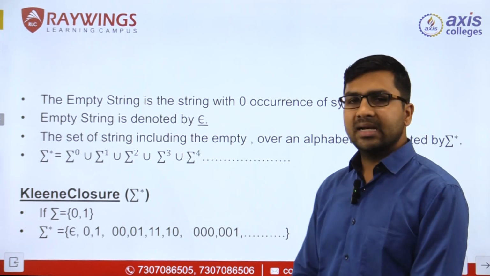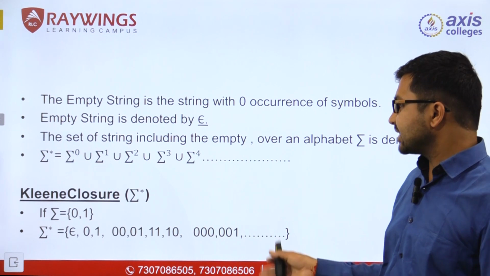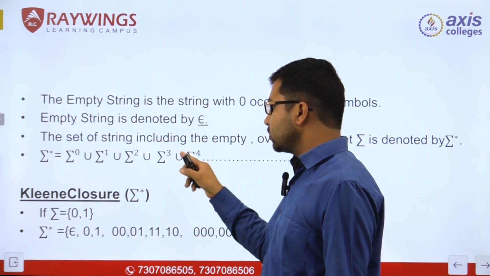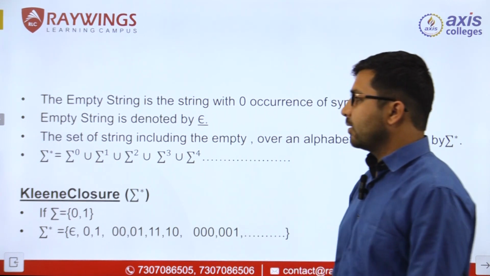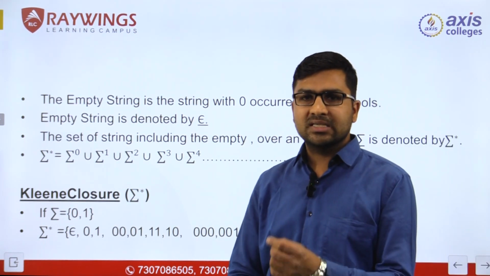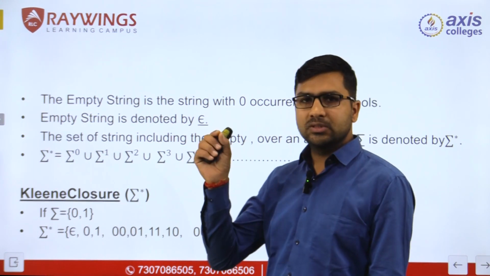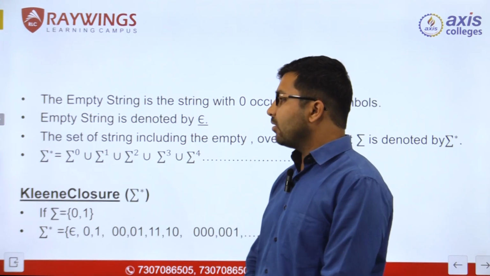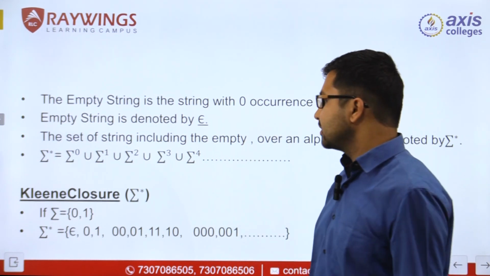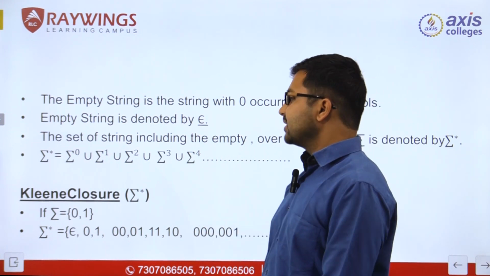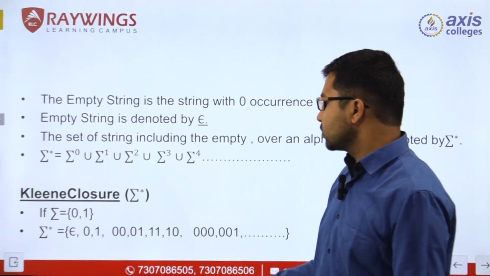The next term is Kleene closure. Kleene closure means sigma star equal to sigma to the power 0 union sigma to the power 1 union sigma to the power 2 union sigma to the power 3, and so on. Sigma to the power 0 means strings of length 0, power 1 means strings of length 1, power 2 means strings of length 2, power 3 means strings of length 3, and so on.